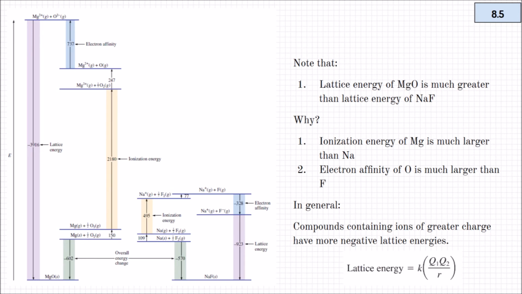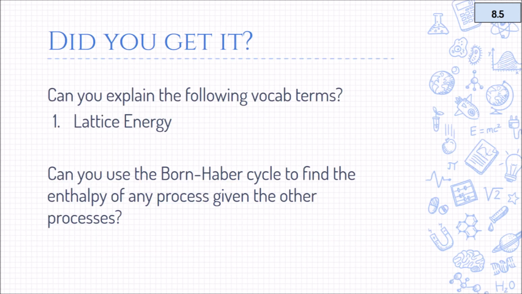Here we have a rough reference to Coulomb's law. Lattice energy is equal to K Q1 Q2 over R. Realize that with a larger charge magnitude, Q1 and Q2 would be greater, and thus the lattice energy would increase. At the same time, having greater charge magnitudes would increase the attraction between the ions, and have a smaller radius between the 2 atoms, so there will be a smaller R and as a result a greater lattice energy. Remember, greater ion charge magnitude, greater lattice energy. Woohoo! That's all for section 8.5.